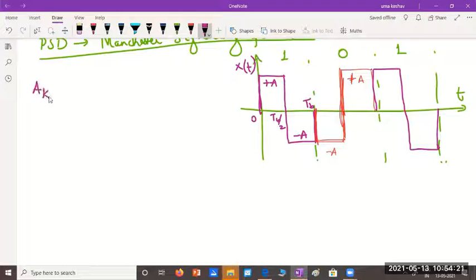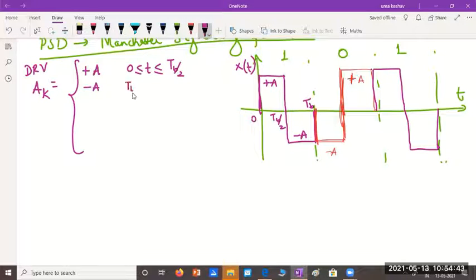Therefore, I can write the equation for AK. The discrete random variable AK will have, how do I represent this equation? It will take the value plus A here in the interval 0 to TB by 2 and minus A in the interval TB by 2 to TB, and both these for logic 1. Whenever the bit is logic 1, it will take the value plus A in the interval 0 to TB by 2 and minus A in the interval TB by 2 to TB, as we can see.